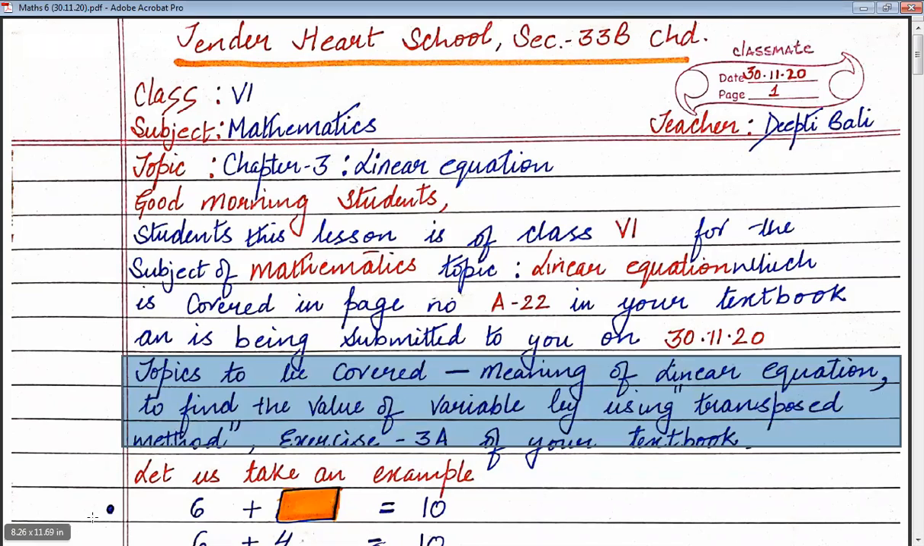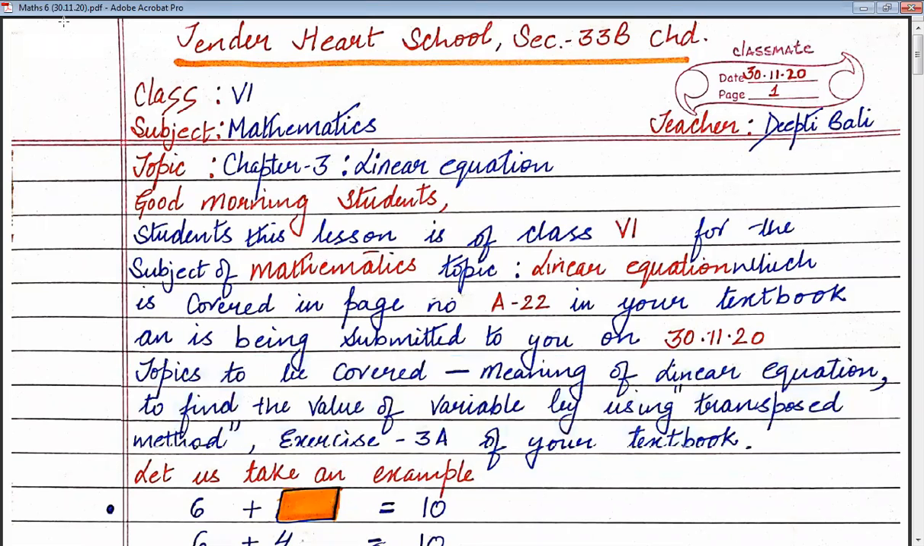Students, in this chapter, we are going to cover the following topics. We will learn about the meaning of linear equation. Then we will find the value of variable by using transpose method. And then we will do few questions from your exercise 3A. So I hope children, everyone is ready for today's lesson.